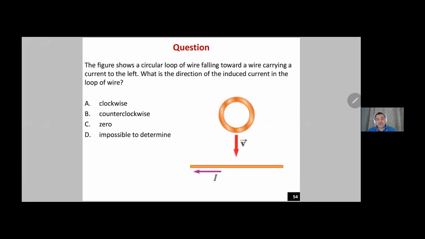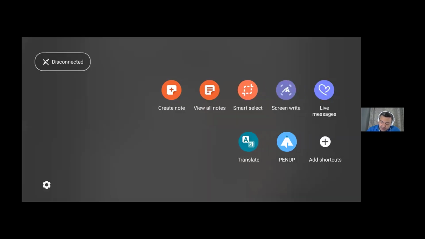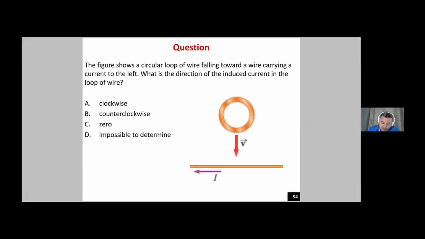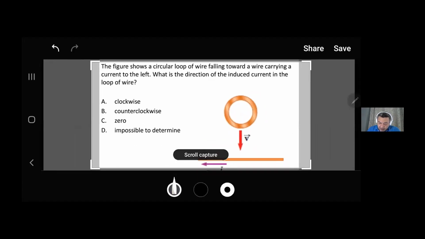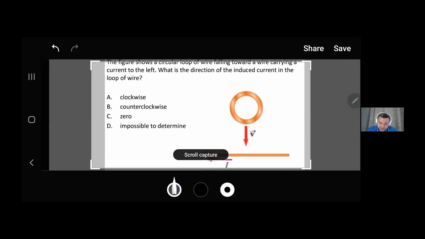Now let's look at this question. This is another example of what I was just referring to in the D example. In this question, we have a circular loop of wire falling toward a wire carrying a current to the left. What is the direction of the induced current in the loop?